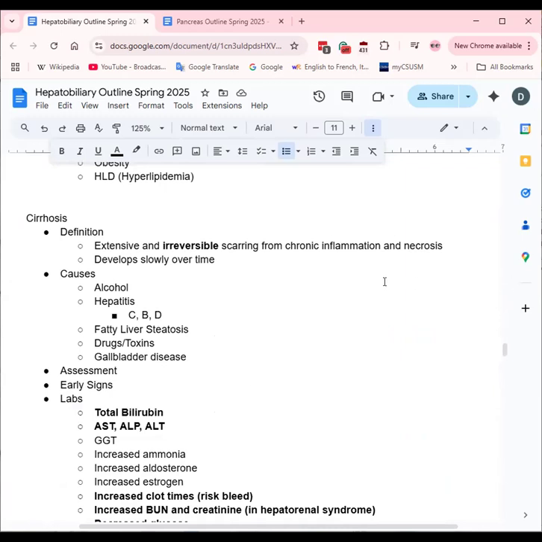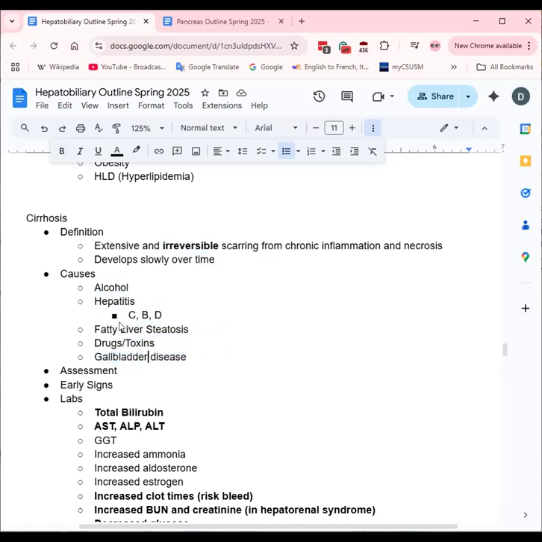Lastly, here we have cirrhosis. So the main key thing is that it's irreversible. And here are some of the causes for it. Gallbladder disease here would be like a chronic cholecystitis, as opposed to gallstones, which is an acute thing.